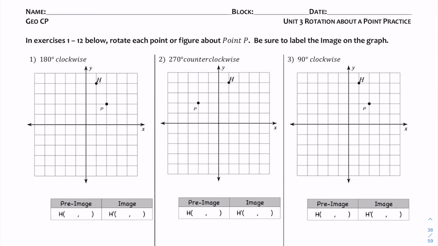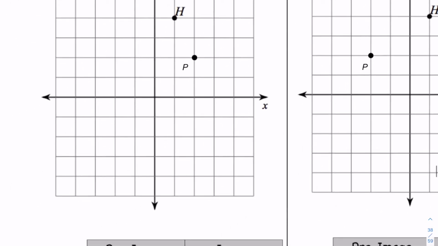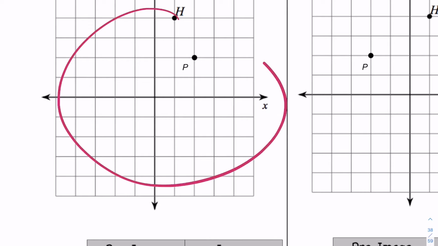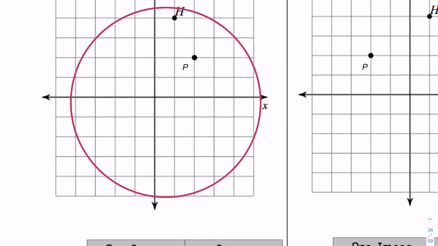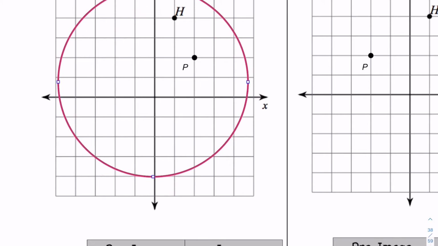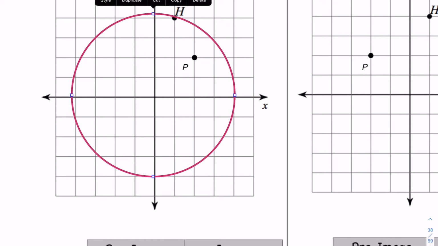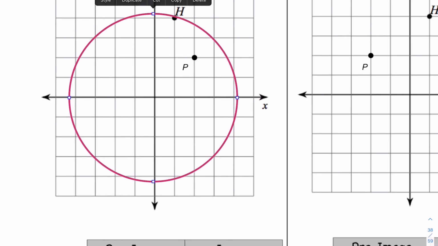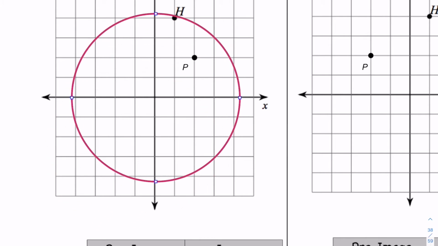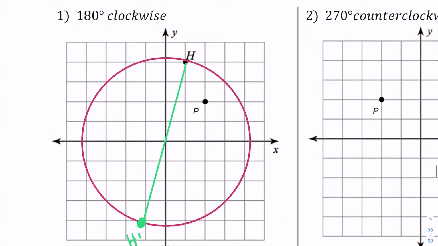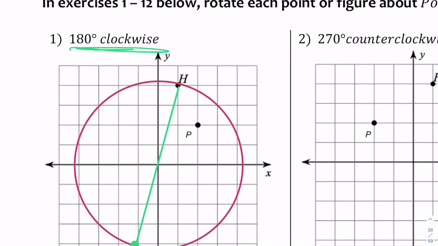Well, we have to be very careful because we're not rotating them around the origin. If we were, H would end up pretty much right over here, and this would have been H prime. So it would have gone from 1, 4 to -1, -4. That would have been my 180 degrees clockwise rotation.